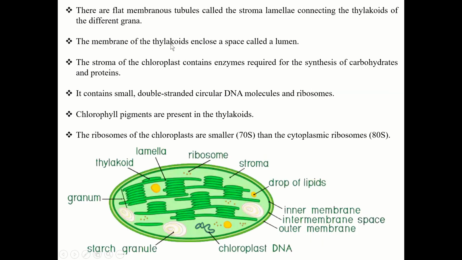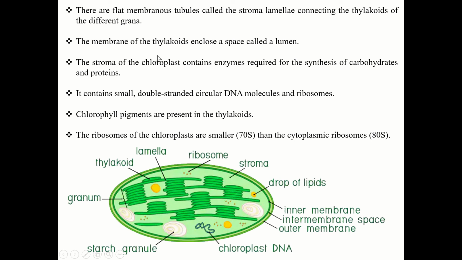Now there are flat membranous tubules called stroma lamellae connecting the thylakoids of the different grana. You can see here these are the thylakoids, and they are connected by a flat tube-like structure, called the flat tubular stroma lamellae, connecting the thylakoids of different grana. So each one will be connected by these lamellae to one another.